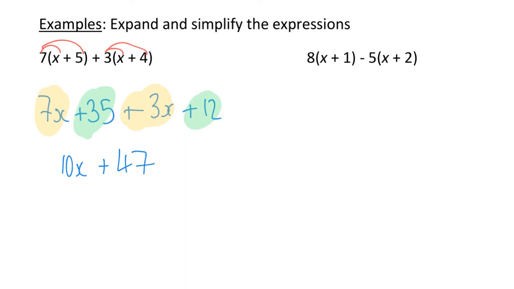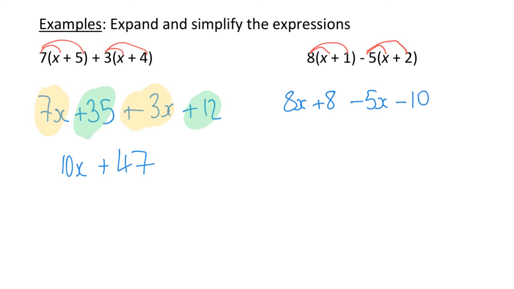Now 8 times x plus 1, minus 5 times x plus 2. Same idea that's going on here. So we've got 8 multiplied by x and 8 multiplied by 1. And that's going to give us 8x plus 8. Then we've got this minus 5 outside a bracket. And just as we did in an earlier example, we multiply everything inside the bracket by the minus 5. So minus 5 times x is minus 5x. Minus 5 times 2 is minus 10.